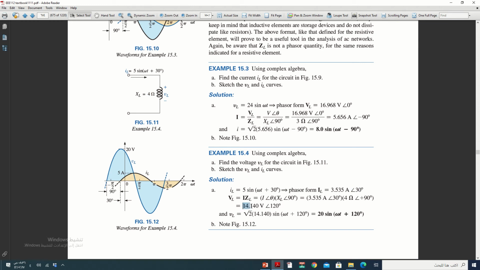The final answer will be 14.14, with angle 30 plus 90. Since it is multiplication, we will add. This means 120. Write the final answer by sinusoidal expression. You will multiply 14.14 by root 2 to get the peak value, sine omega t plus 120. It will be 20 sine omega t plus 120. See, plus 120, this means start from minus 120.